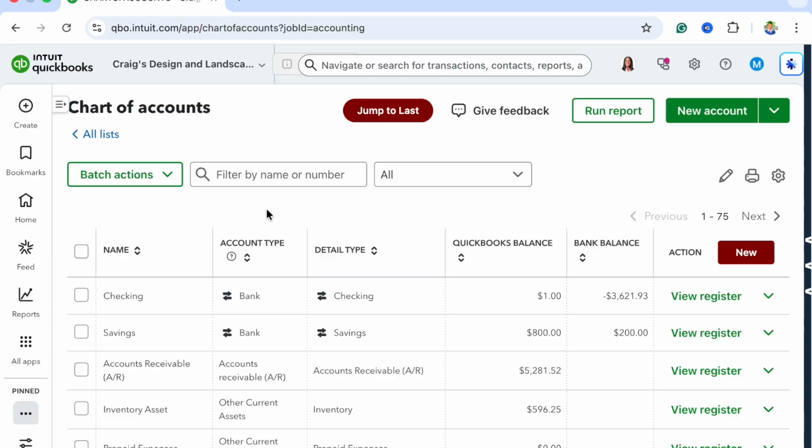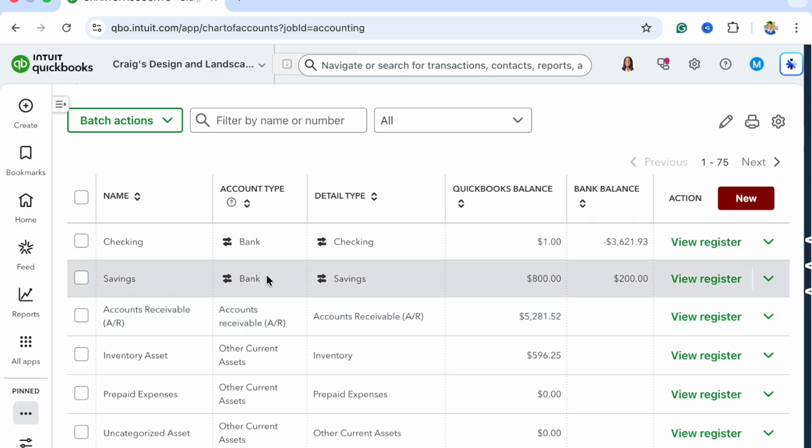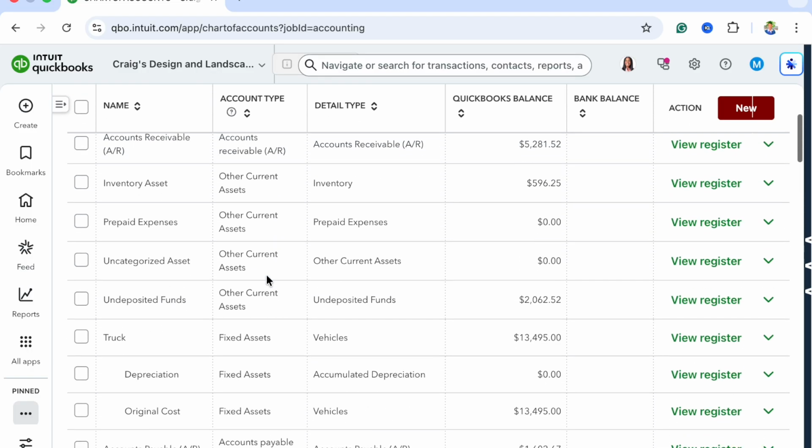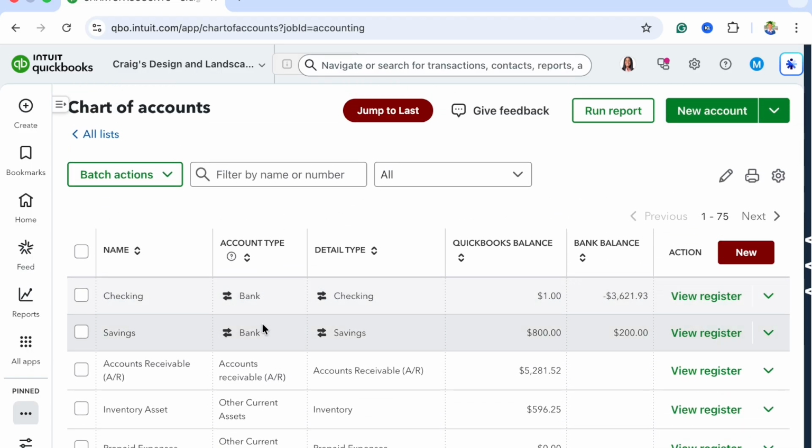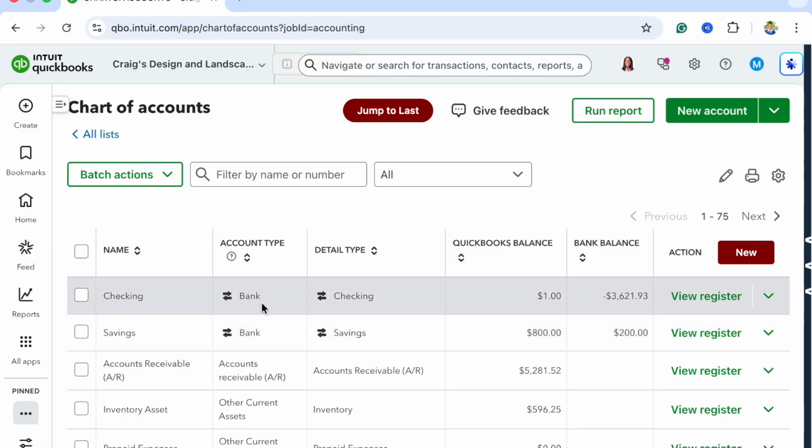Let's start with assets. An asset account is something that the business owns. For example, your bank account is an asset, and that is your checking and your savings account, not your credit card. Your credit card is a liability account, because the difference between those two is that you own your checking and savings accounts. Your credit card, the bank owns that, and any money you use on your credit card, you have to pay back to the bank, so it's a liability.